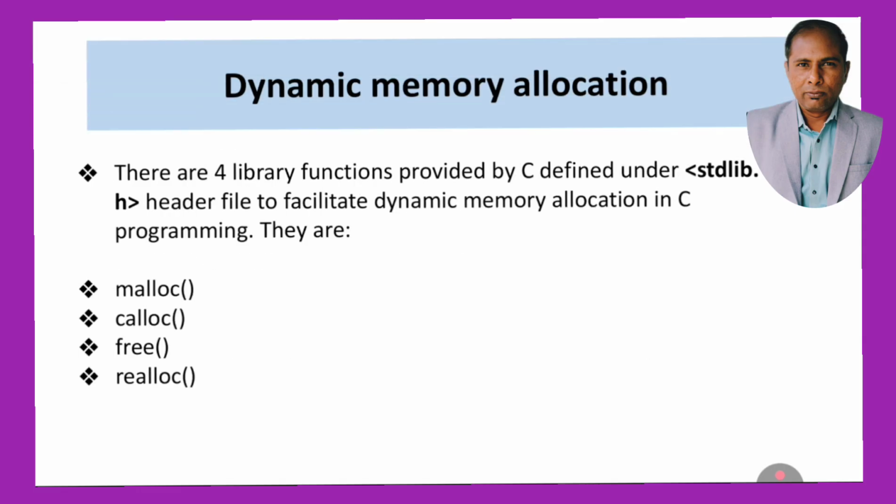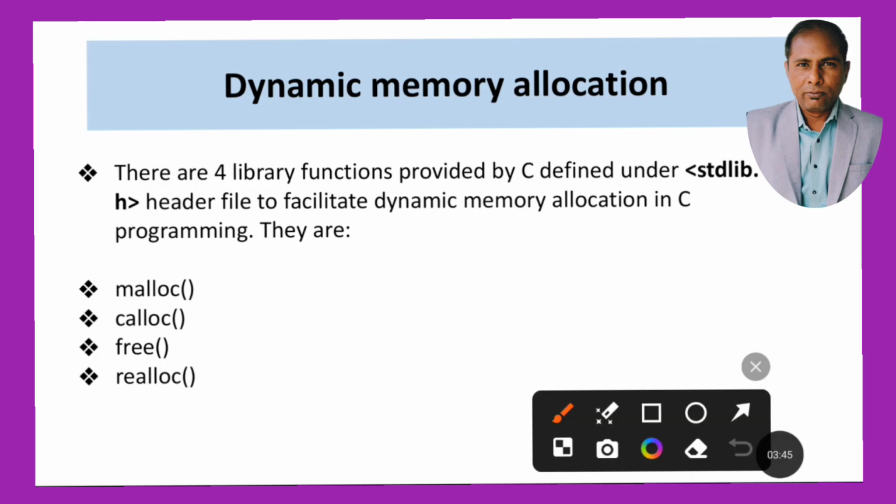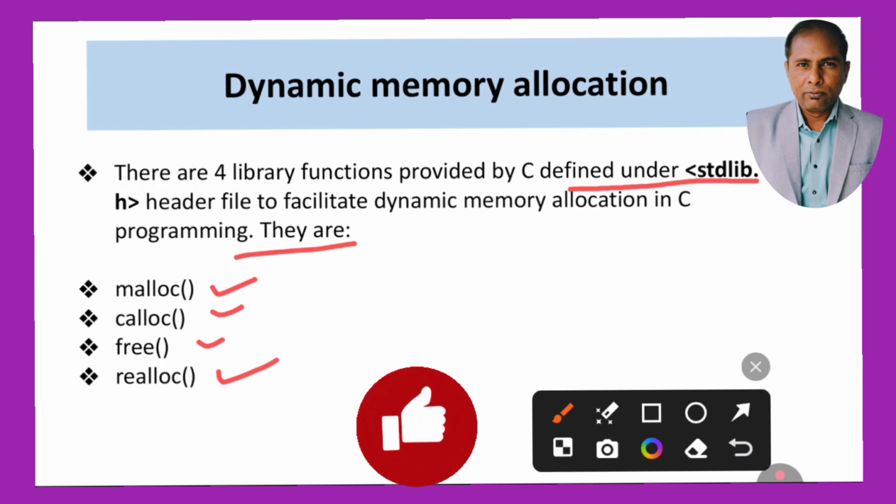Now, what are the functions available in C for dynamic memory allocation? First, if we want to use dynamic memory allocation, then we have to include the header file stdlib.h for using the dynamic memory functions in C. How many functions are available? There are four functions for dynamic memory allocation: malloc, calloc, free and realloc.